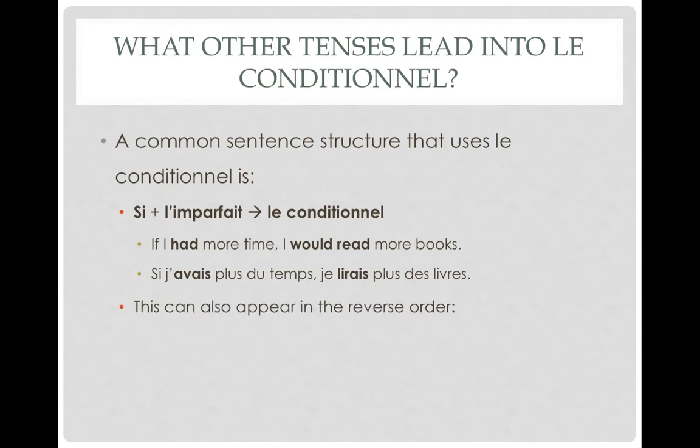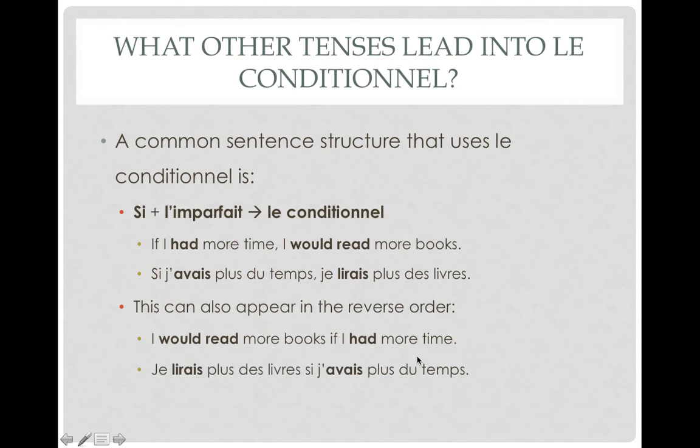This can also appear in the reverse order. So although this order right here, si plus l'imparfait leads to the conditional, is the most common order to have this in, it can also be reversed. So for example, instead of saying if I had more time, I would read more books, you could also say I would read more books if I had more time. It's more or less the same thing. So it would be translated similarly here, just flipping it around, je lirais plus des livres si j'avais plus du temps.